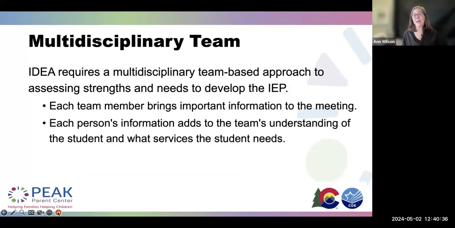The IDEA requires that multidisciplinary team-based approach to assess strengths and needs and develop the IEP. And each team member brings important information to the meeting. And that's why, as a parent, it's so important to have that deep understanding of your child. And then each person's information adds to the team's understanding of the students and what services the student needs. Sometimes this process can lead to disagreement and conflict, but it's really important because really trying to understand what everyone's saying can lead to the best results. And that's why they use that multidisciplinary team.